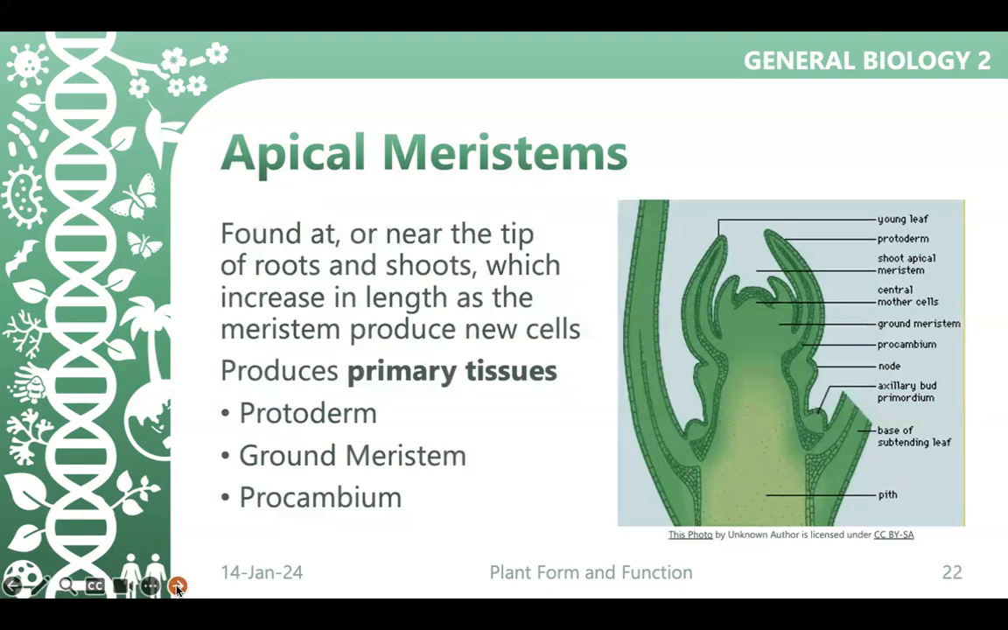So apical meristems are found at or near the tip of the roots and the shoot, and they increase in length as the meristem produces new cells. Basically, what the apical meristems promote is the length of the plant, so it elongates because of the apical meristem. Apical meristems would produce the primary tissues. All primary tissues will come from the apical meristem.